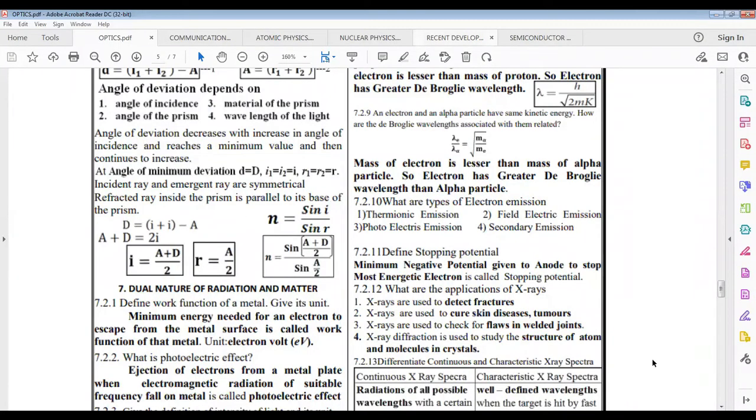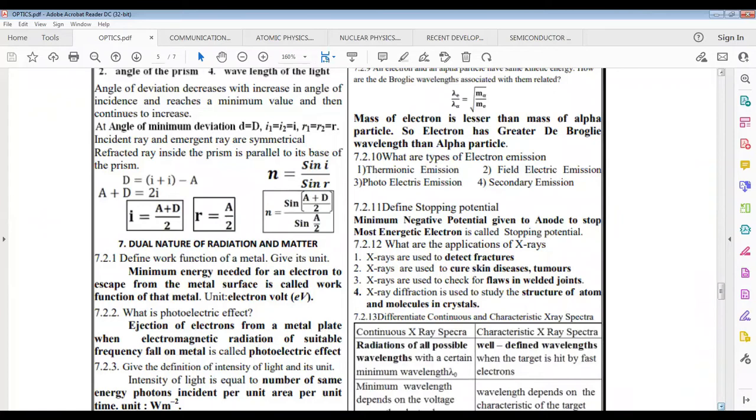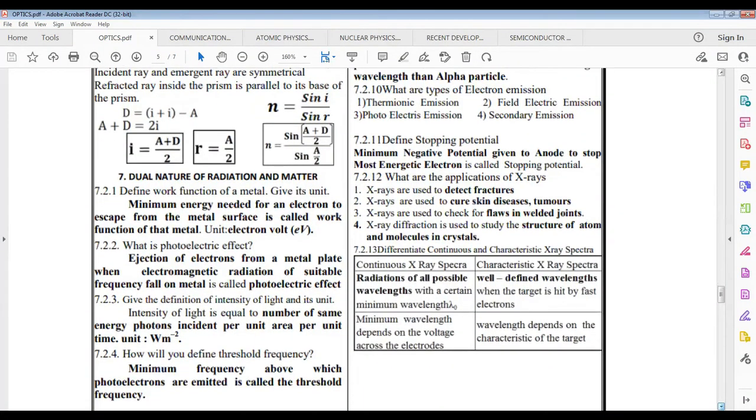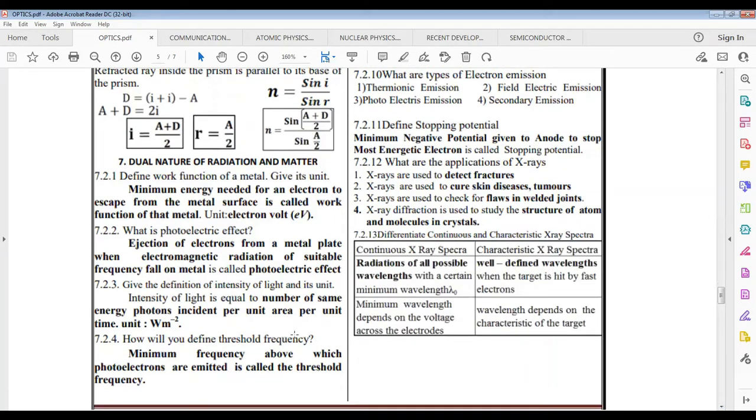What is photoelectric effect? When light falls on some photoelectric material, electrons are emitted. If a voltage is applied, these electrons move, and this movement of electrons constitutes a current, which is called photoelectric current. The current due to the photon light is called photoelectric current. How will you define the threshold frequency? Minimum frequency above which photoelectrons are emitted is called threshold frequency.